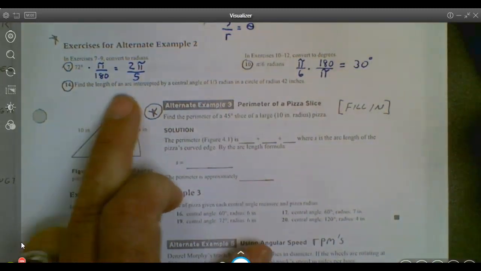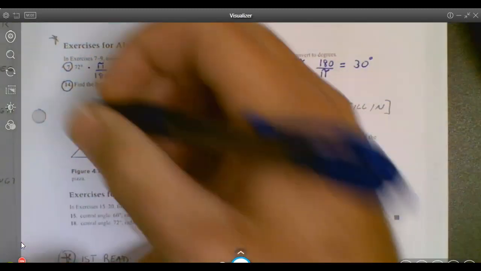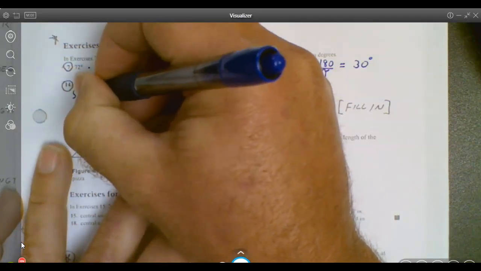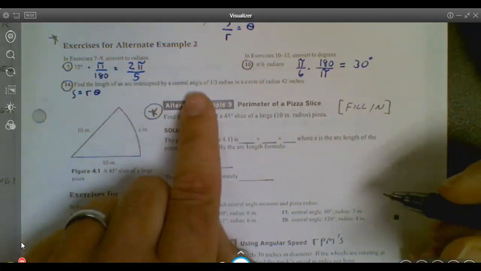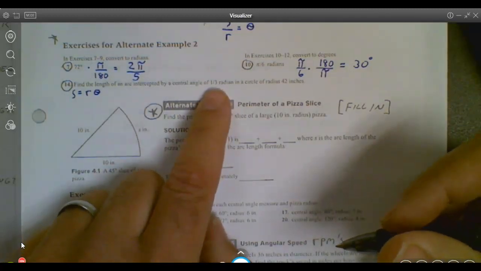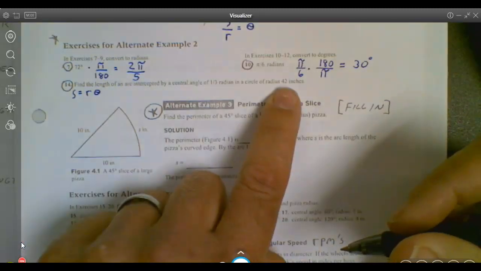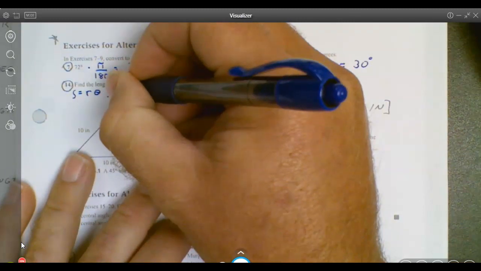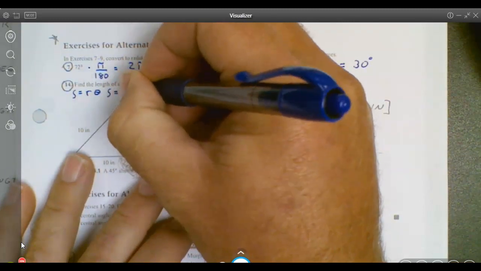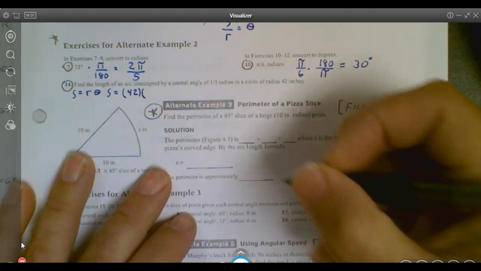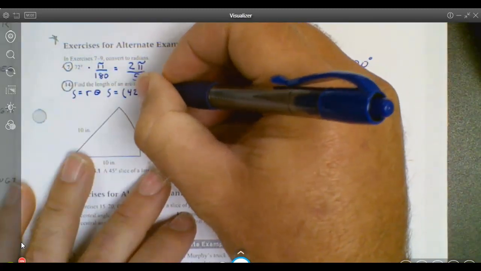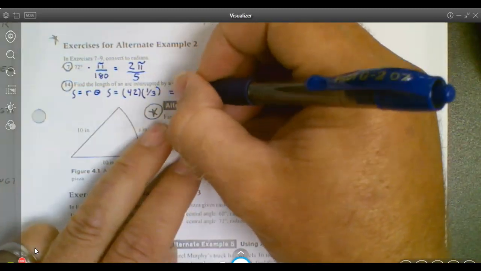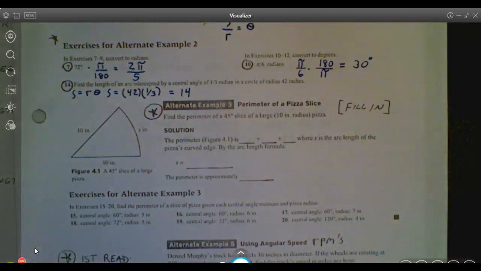And as far as working with the new formula, we've got S equals R theta. We know the central angle is 1/3 radian, so that's going in for theta. We know the radius was 42, so just a straight shot into that formula. So that was our radius, 1/3 for the angle. Just simplify that, we get 14. So a real simple formula for that one.